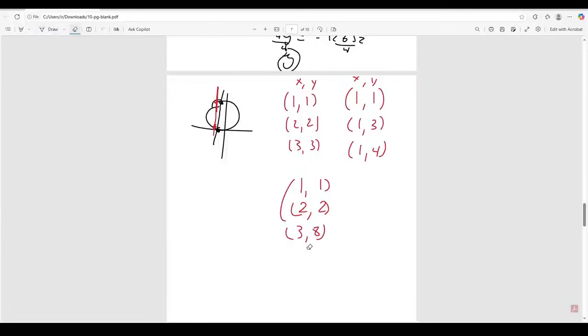Now, what if we had (3, 2)? Would this still be a function? Yes, this will still be a function, right? Because 1 has a unique output of 1. 2 has a unique output of 2. 3 has a unique output of 2. Even though the x values have the same output, they still have one output. They still map onto one output, which is what makes them a function.